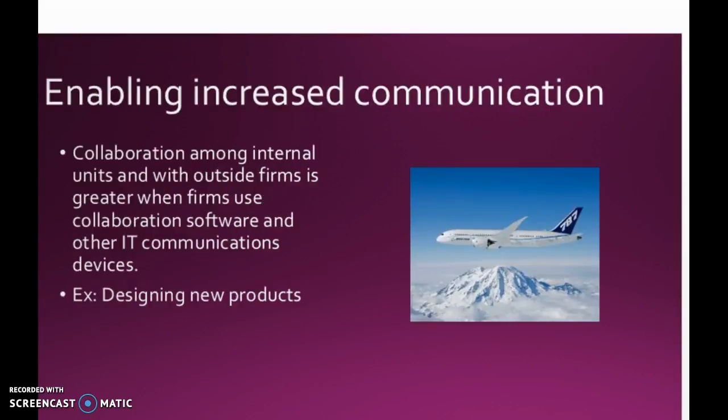Collaboration among internal units and with outside firms is greater when firms use collaboration software and other IT communication devices. Companies are learning that complex problems can be solved through IT-supported collaboration, either with formal teams or spontaneous interaction among people and departments. An example would be designing a new product, a process that could be improved when the marketing, finance, production, engineering, and purchasing departments interact.